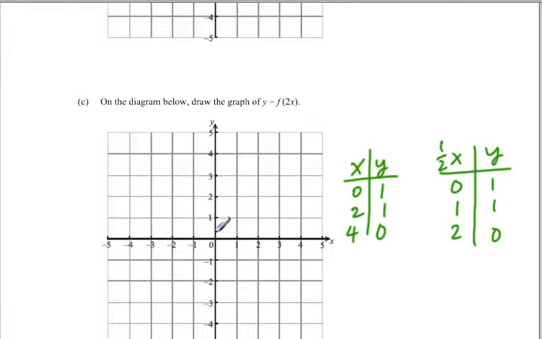So let's do this. 0, 1 is right there. 1, 1 is right there. 2, 0 is right there. And so we just connect those dots. Yeah, and that's basically what the graph looks like. All right, so we're done with C. Let's move on to the next part.